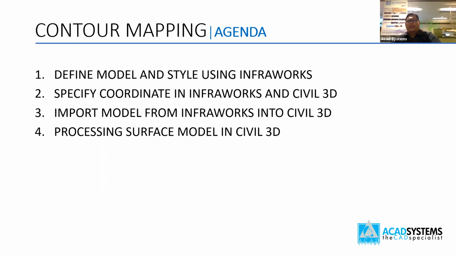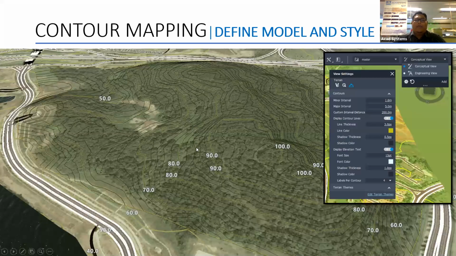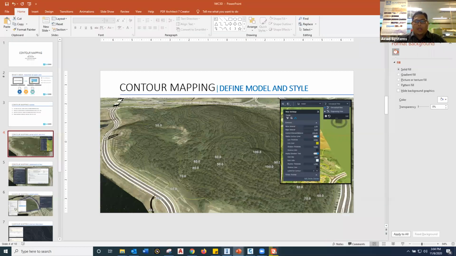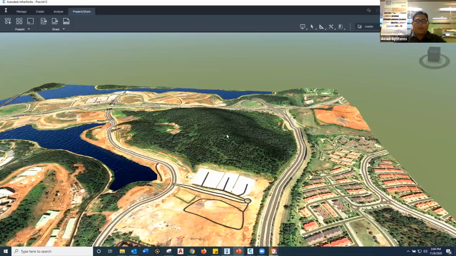Right. For this session, I'm going to use two software. First I'm going to define the model and the style, how we're going to look at the contours, how we're going to look at the terrains, and we're going to define the locations. So let's just jump into Autodesk InfraWorks.